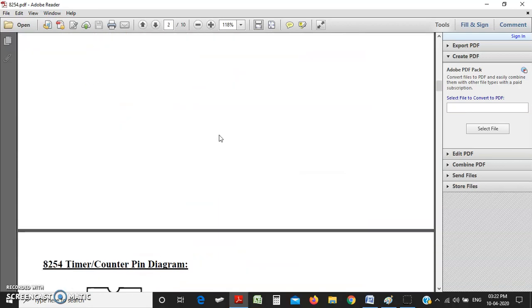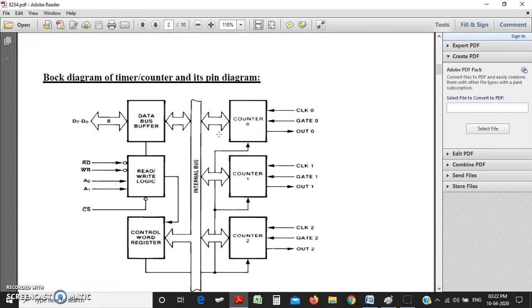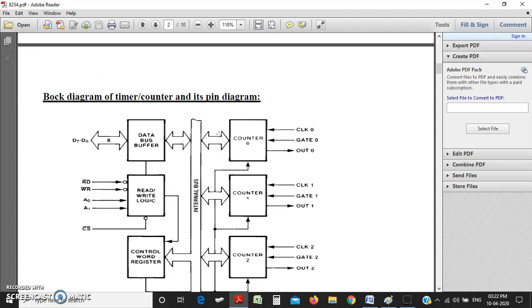So this is all about 8254 architecture and function.